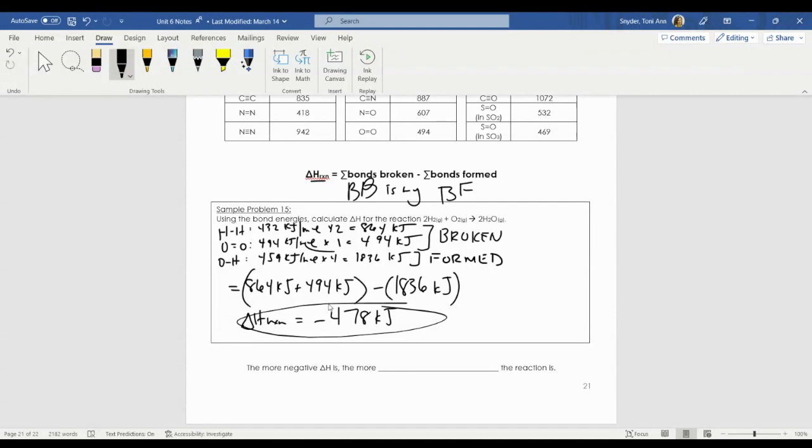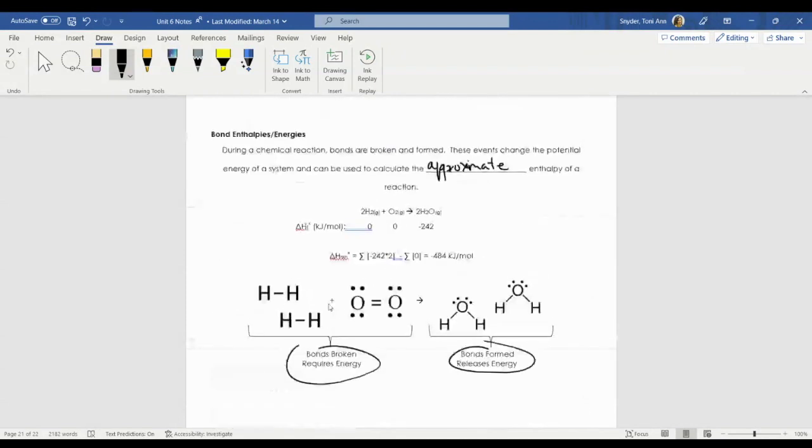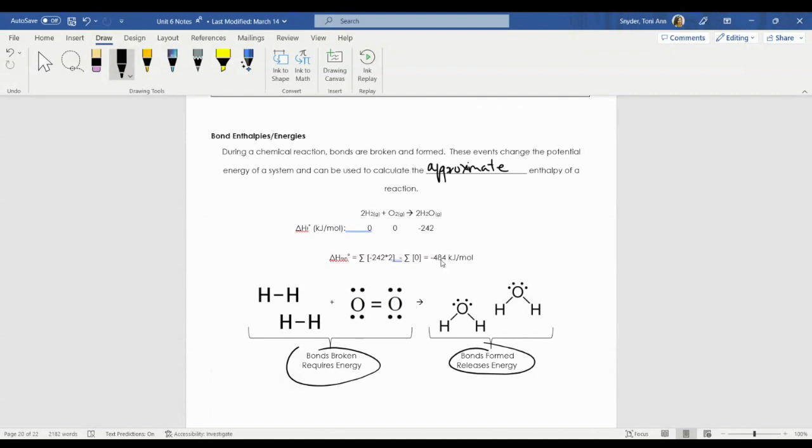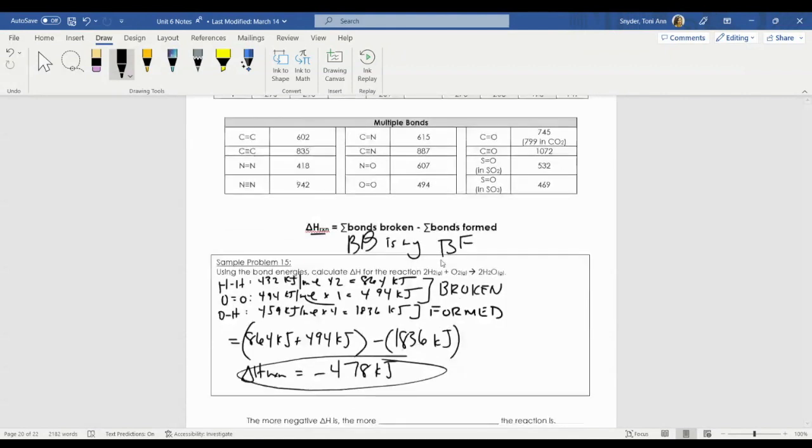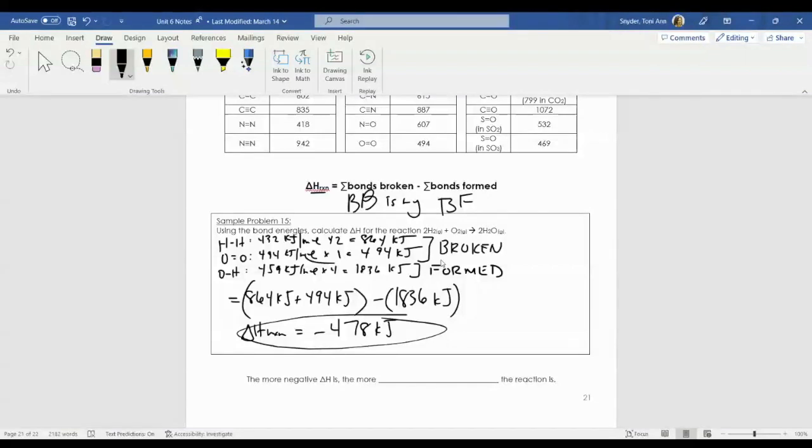And if I look at the previous page, we already said that using the heats of formation, we get negative 484 kilojoules per mole. That's pretty darn close to negative 478, right? So not too bad, although I believe the heats of formation is a little bit more accurate. We can also use bond energies for these too. And remember, the more negative the value for delta H is, the more exothermic the reaction is.